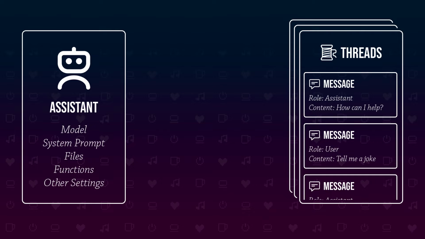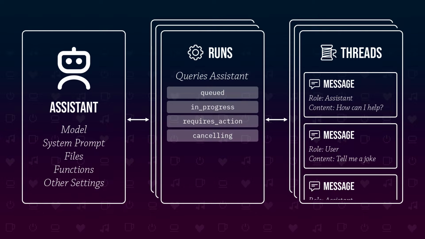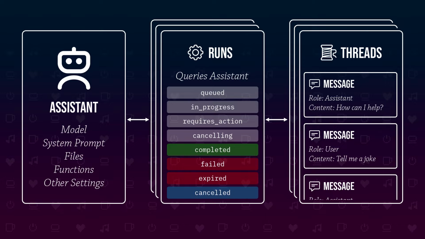And last but not least, there are runs. After you have appended all the messages to the thread, you can start a run. This queries the assistant to generate an answer to the current thread. Runs are very powerful. They will inform you about the current status of your query to the model.